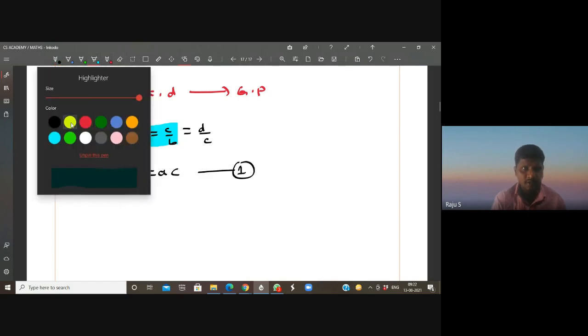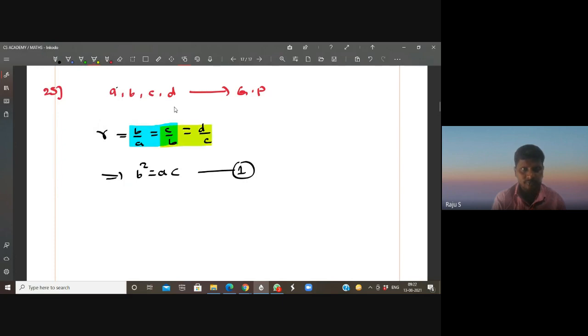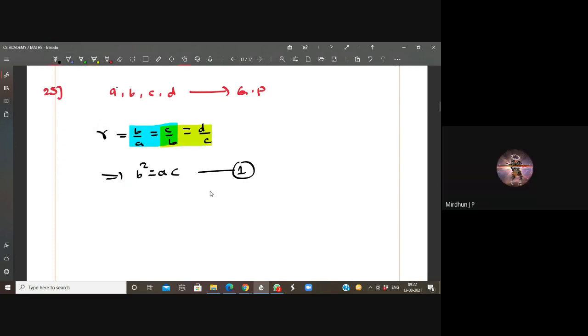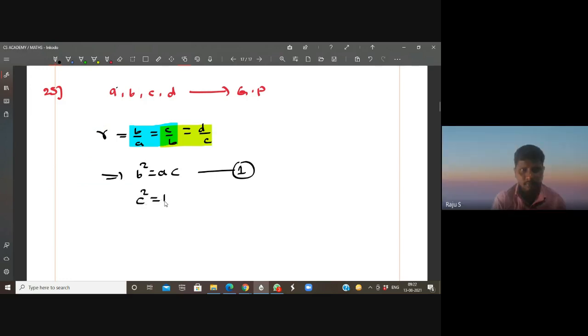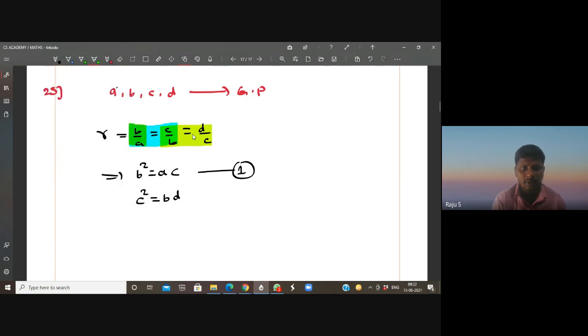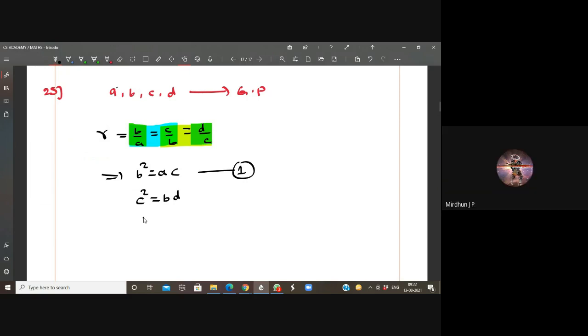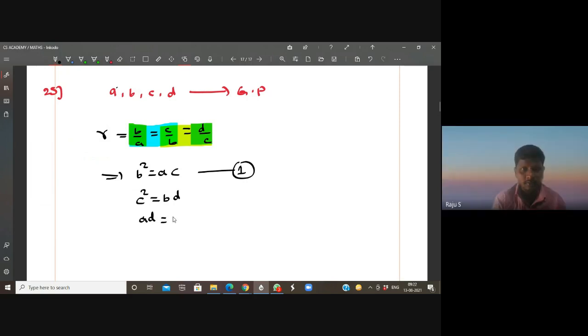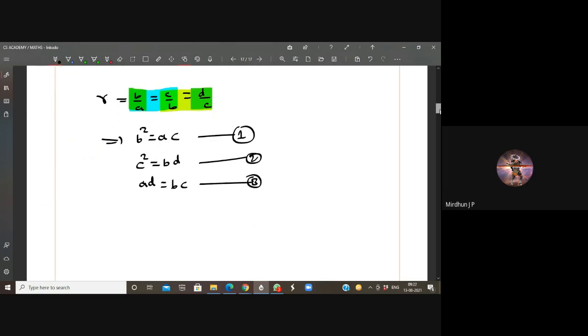When I equate the next two, then C square is equal to BD. When I equate the first and last, AD is equal to BC. Is it clear, students? We can solve with this itself.